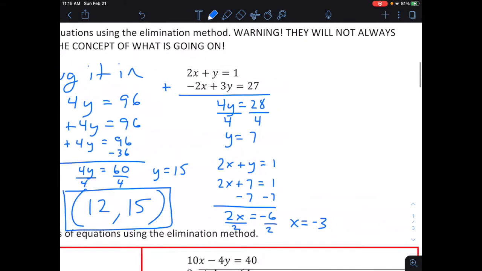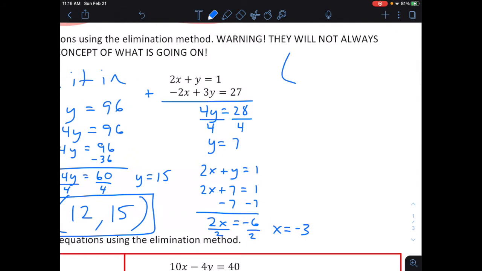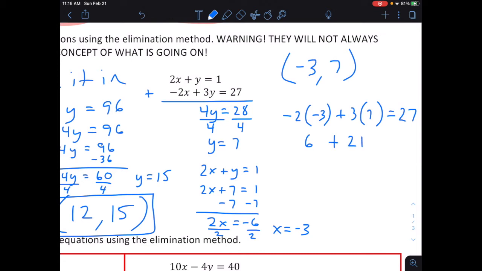Okay, so here I have enough room, so I am going to check my answer. So here's what I think my answer is, negative 3, 7. And I'm just going to go to that second equation now, and I'm going to plug in negative 3, 7. So I have negative 2 times negative 3 plus 3 times 7 equals 27. All right, the first one, they're both negative, so that's going to be a positive 6. The second one, they're both positive, so that's going to be a positive 21. Then I just bring down the 27. And then if I add those two together, 27 equals 27. So that checks off. That is meaning our answer is a good one.